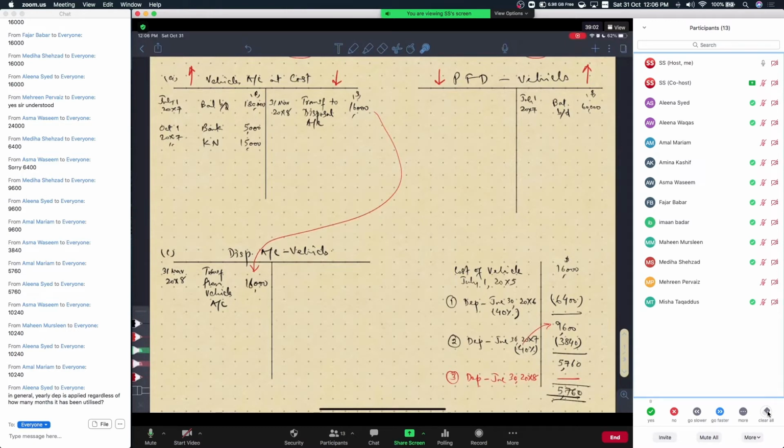Alina Said has asked a question. In general, yearly depreciation is applied regardless of how many months. Absolutely. Right, Alina. Very good.